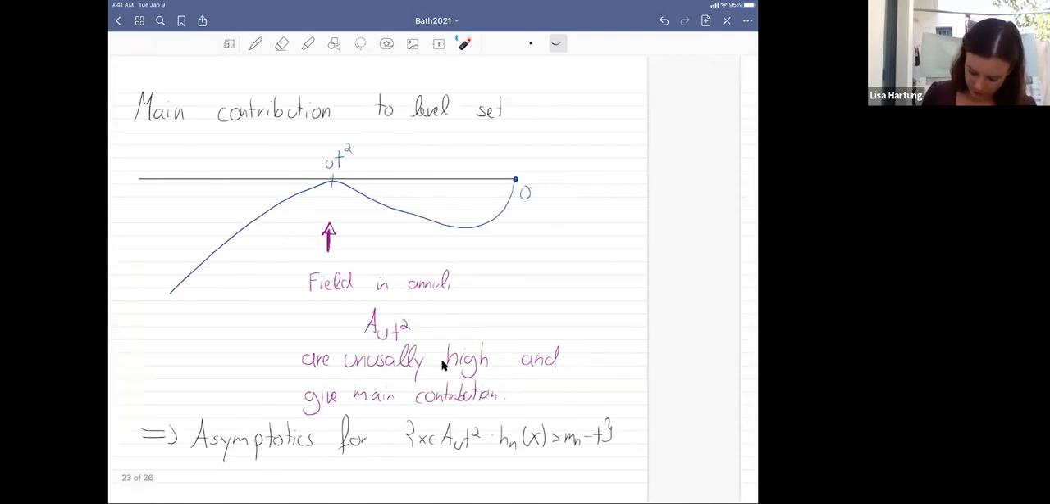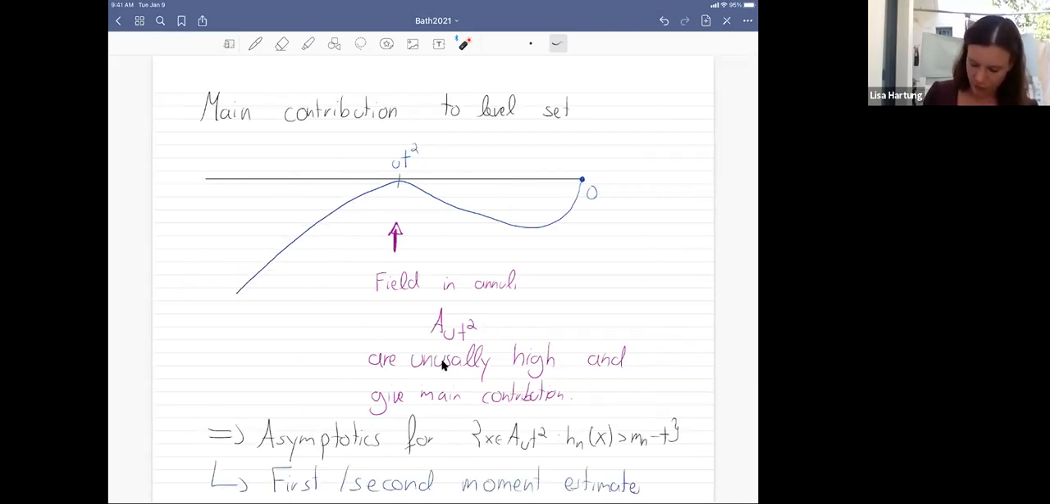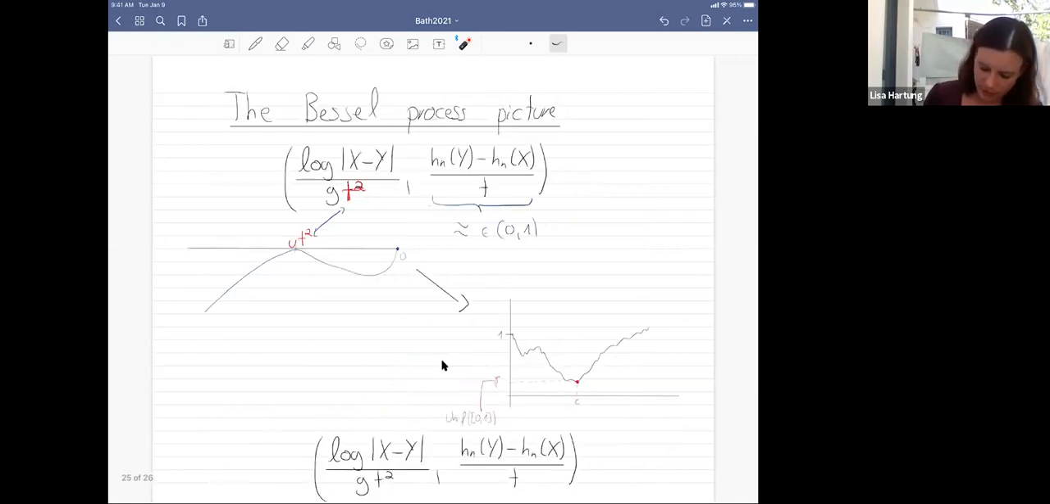This we do with first and second moment estimates. But how does this relate to this Bessel process picture I was telling you about? Well, this point where this ut squared comes from, where you contribute most, is exactly what gives this t squared scaling here. So these points are exactly the annuli that contribute most to the level set. And since they contribute most, I'm most likely to observe them if I randomly pick them.